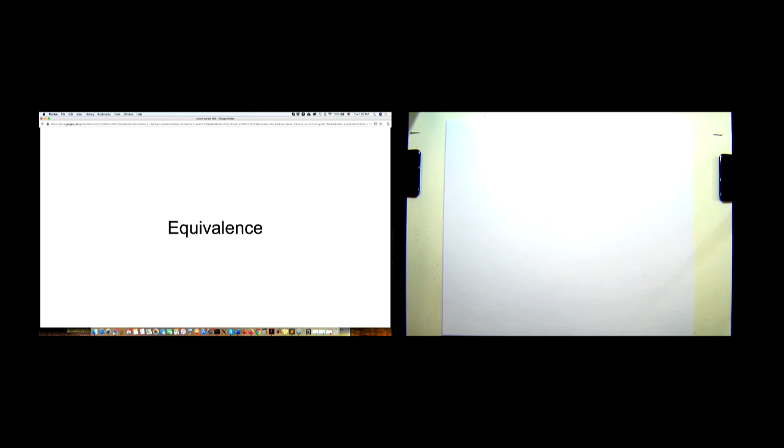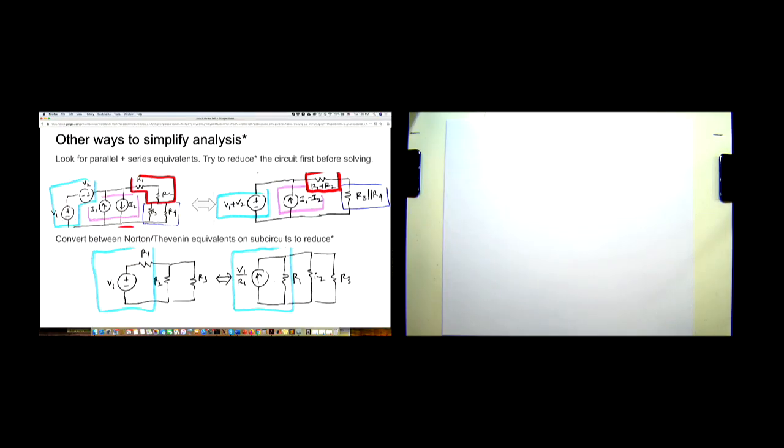Any questions so far about the two circuit techniques that we talked about? Yeah. You mean this slide? Yes? Can you explain the bottom one a little bit more with the Norton equivalencies? Sure. Go from a voltage source and resistor to a current source. Okay, great.